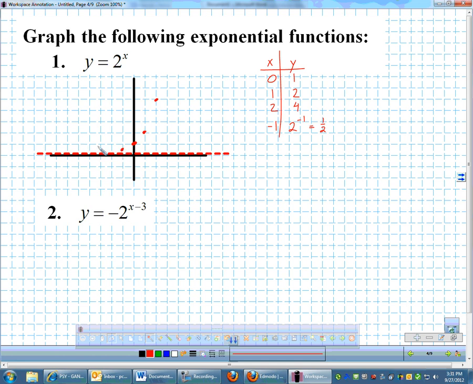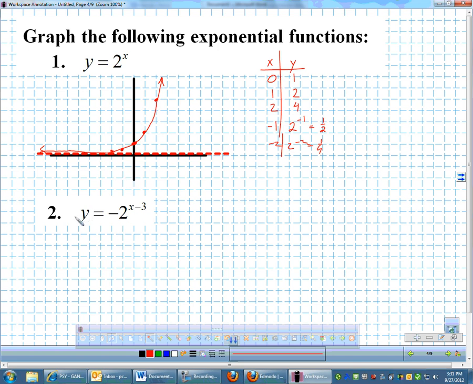And that's why it kind of levels off, because if you have negative exponents, 2 to the negative 2 is 1 fourth. So I'm going to be right here. And it levels off as we go to the left, and it's going to take off like that. That's our graph of 2 to the x.